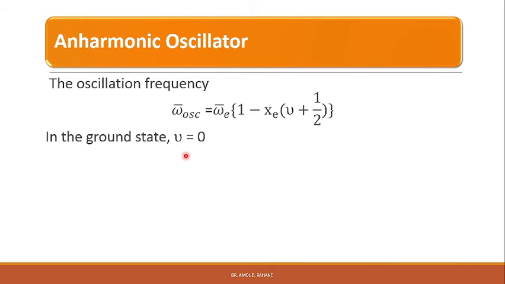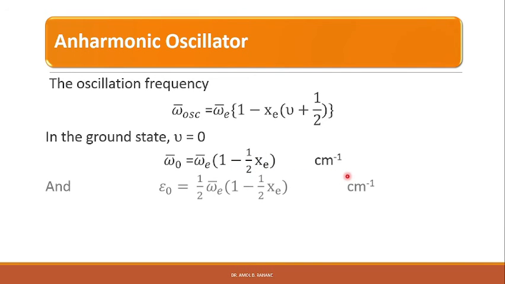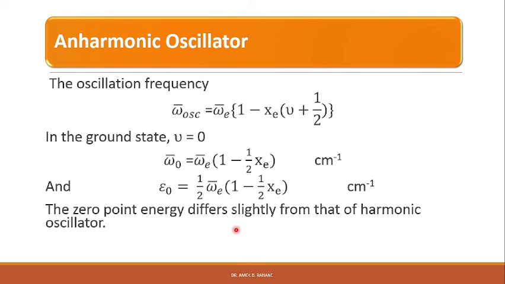So for the ground state, nu is equal to 0, and therefore we get omega 0 bar is equal to omega E bar into 1 minus half Xc, which is in per centimeter, and the corresponding energy is E0 is equal to 1 half omega E bar into 1 minus 1 half Xc, which is also in per centimeter. The zero point energy differs slightly from that of the harmonic oscillator. So this is the zero point energy for the unharmonic oscillator, which differs slightly from that of the harmonic oscillator, right.